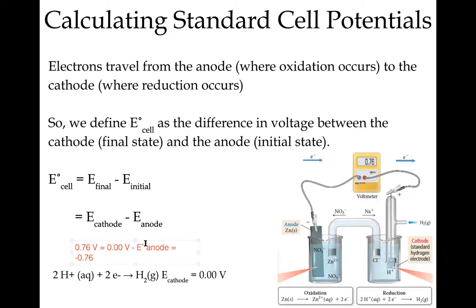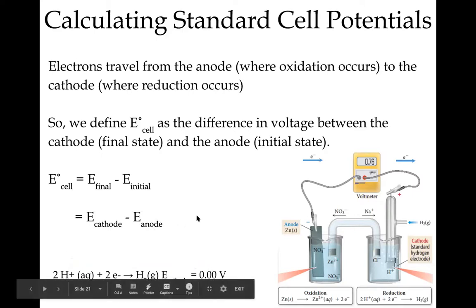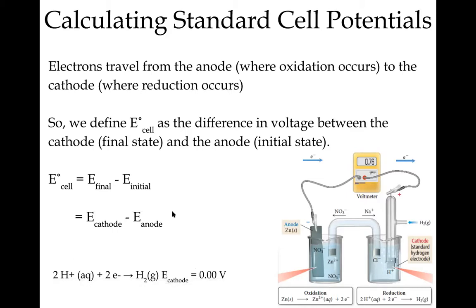Okay, so that is how we calculate standard cell potential. We just look at the standard cell potential values of our cathode and anode, or our oxidation and our reduction half reactions, and we subtract them from each other, and that will give us the overall standard cell potential. Okay.